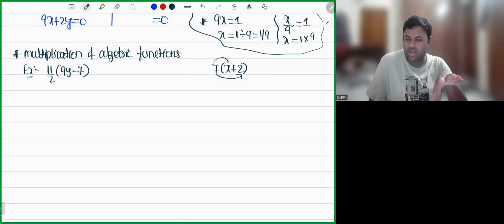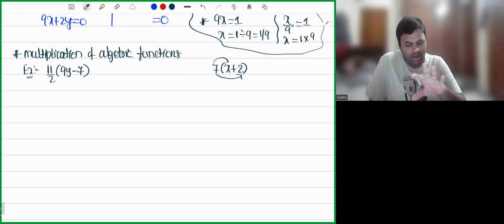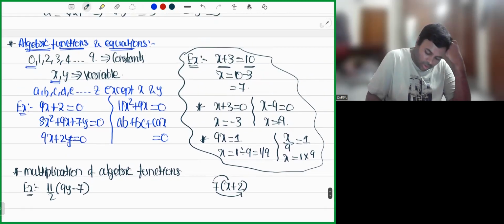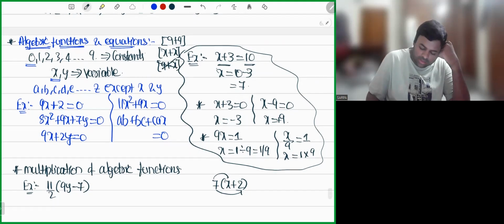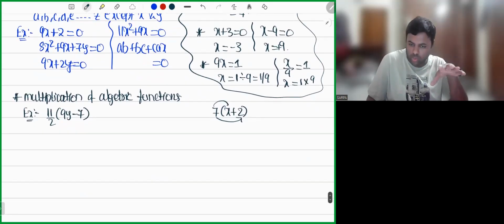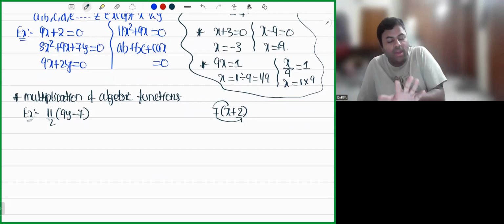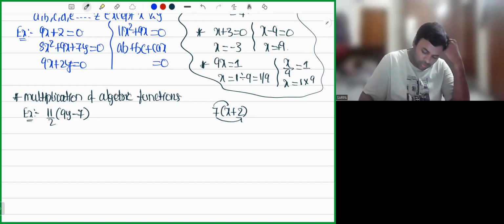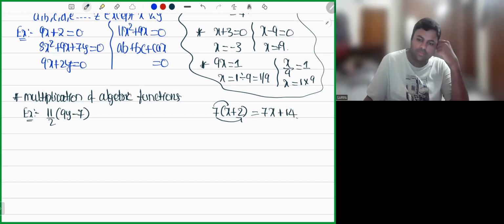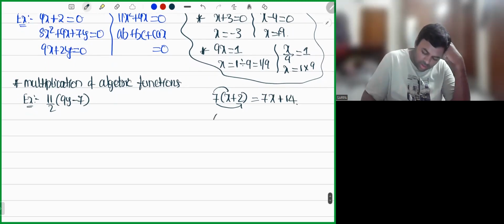See, constants and variables cannot be added. Constant and constant can be added, variable and variable can be added. Like 9 plus 9 you add, there is no issue. x plus x you add, there is no issue. 9 plus x you can't add, I'm sorry. So that's the reason x plus 2 is as it is. Don't write it as 2x. When you multiply, variables and constants can be multiplied. Variables and constants cannot be added. So 7 into x will be 7x, and 7 into 2 will be 14. So remember this rule.